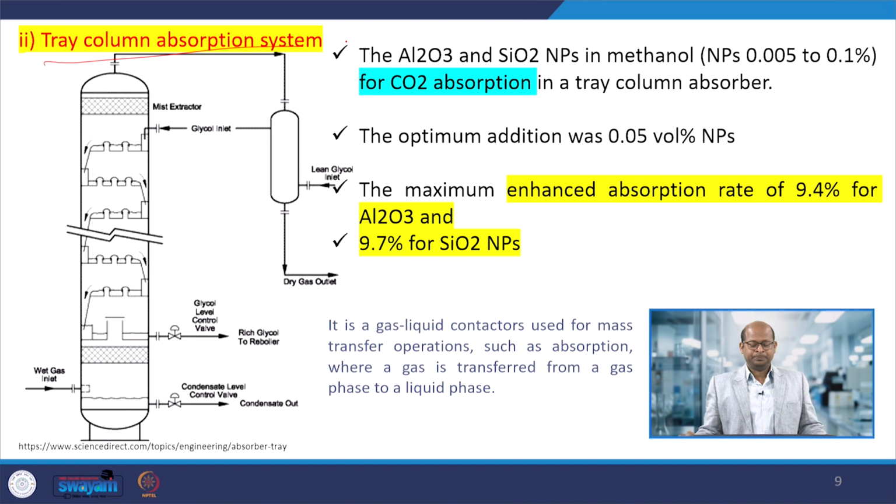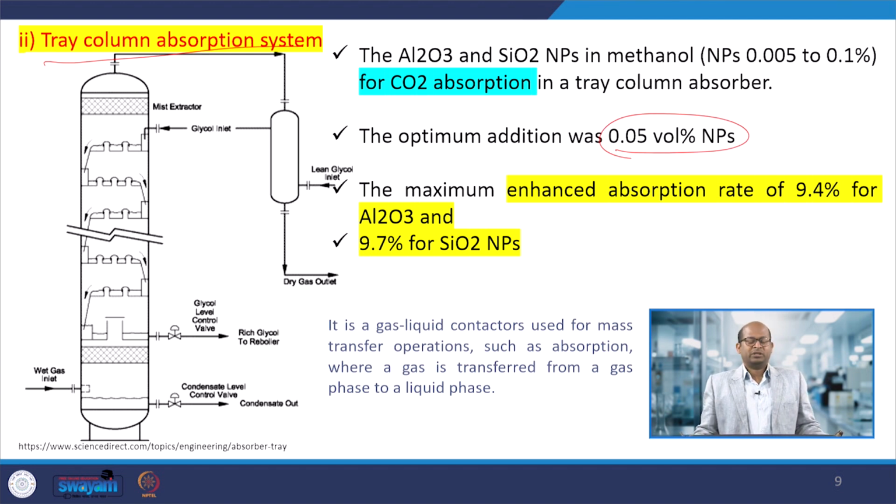Similarly, there is another system, the tray column absorption tower, where we can also use nanoparticles to separate out CO2 by using tray absorption columns. Here nanofluids will be passed through these columns, along with the other component that we need to separate out, that is CO2.